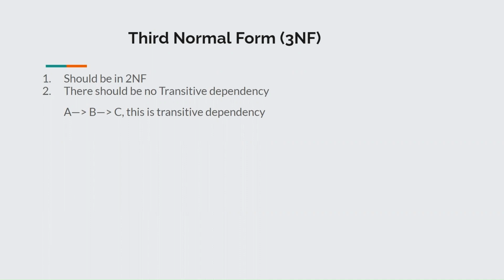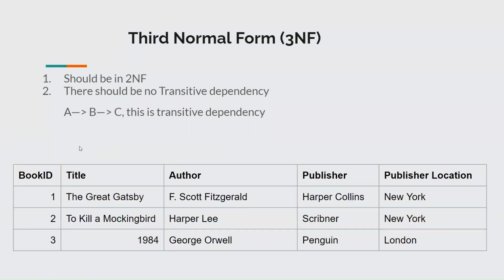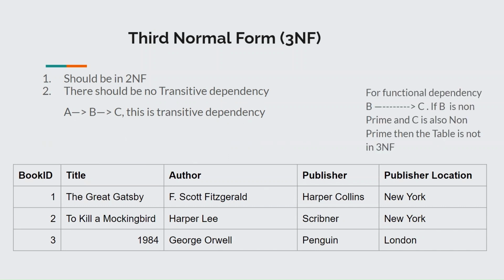To illustrate the concept of third normal form, let us consider a table of book, author, publisher that contains information about books, the authors, publishers, and the publisher location. In this table, we can see that book ID is the primary key. And the primary key book ID can derive the title of the book, the author, and the publisher. So using the book ID, we can uniquely identify each row. Let's term the book ID column as A.